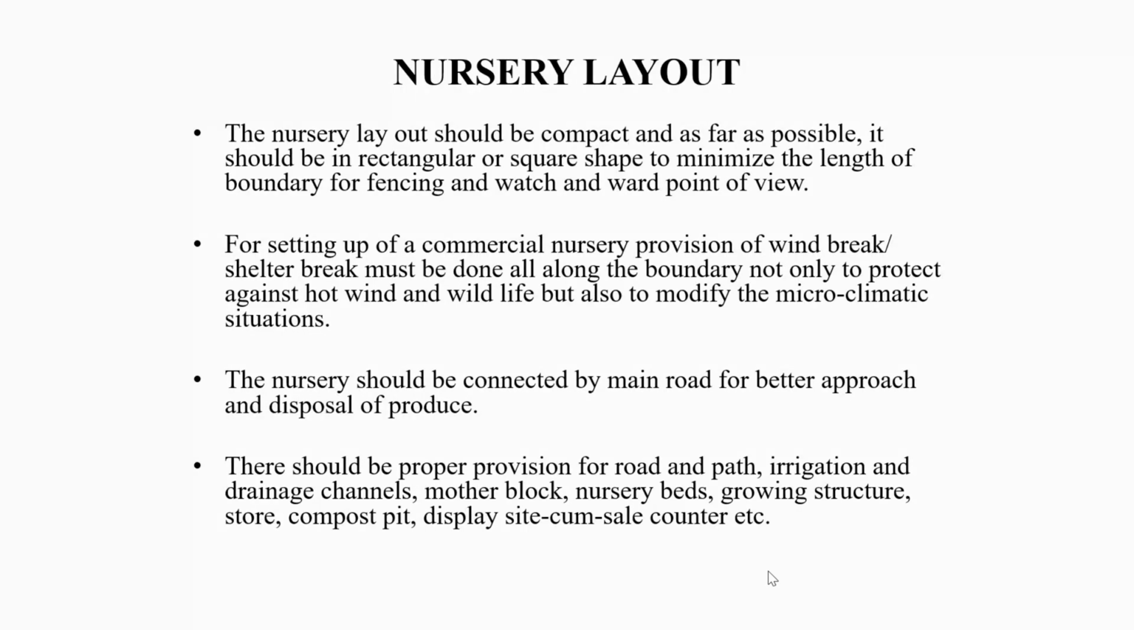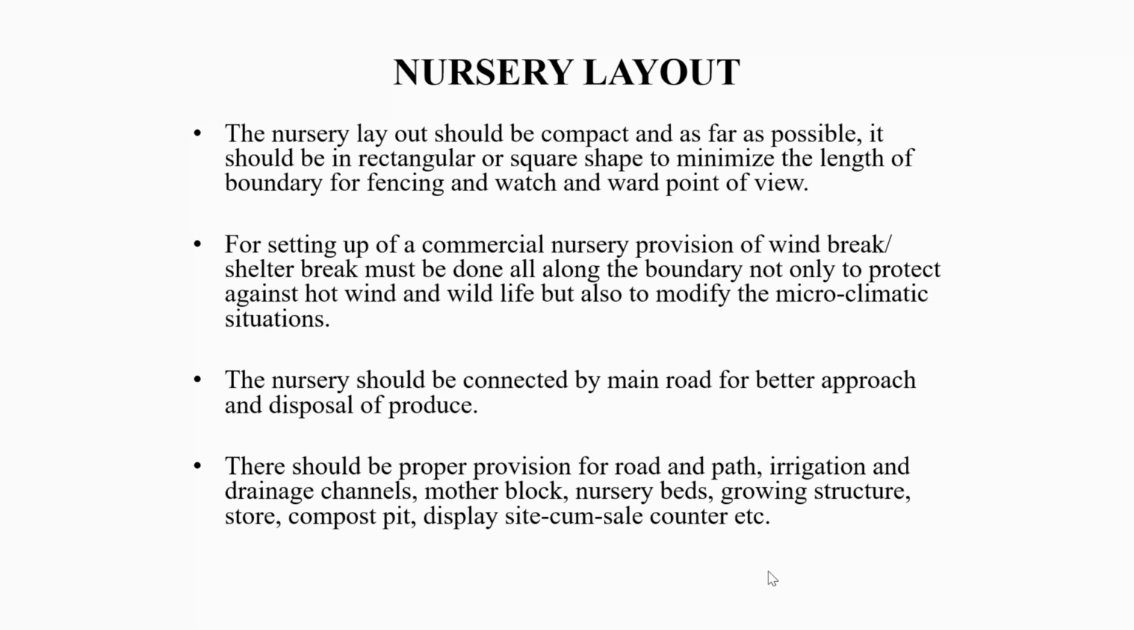The second aspect is nursery layout. The nursery layout should be compact and as far as possible it should be in rectangular or square shape to minimize the length of boundary for fencing and watch and ward point of view. For setting up of a commercial nursery, provision of windbreak or shelter belt must be done all along the boundary, not only to protect against hot wind and wildlife but also to modify the microclimatic situations.